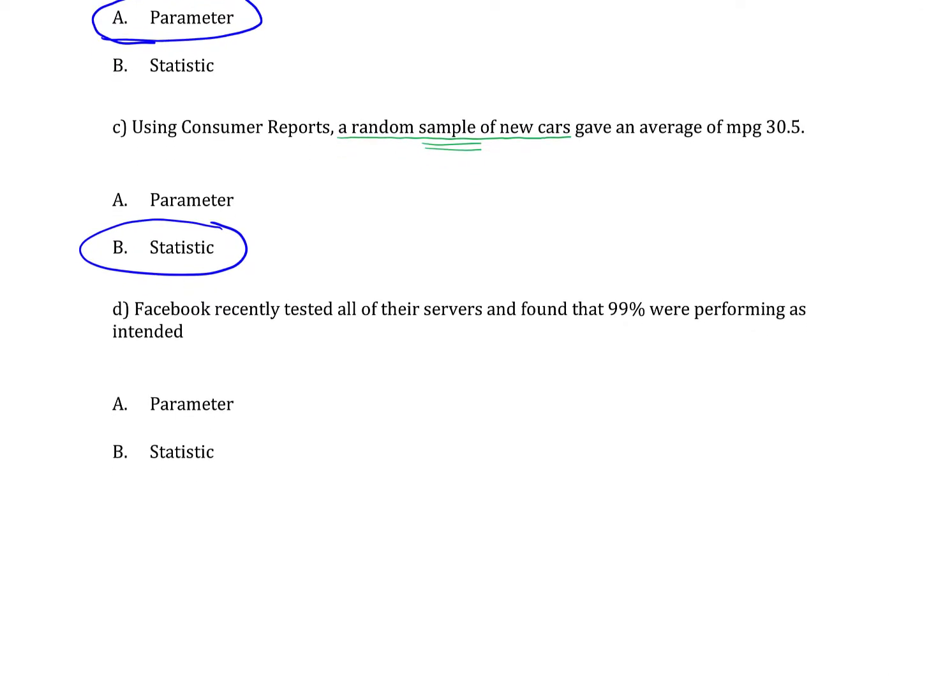Facebook recently tested all of their servers and found that 99% were performing as intended. Is this a parameter or a statistic? Well, in this case, they are testing all of their servers. So they're not leaving any of the servers out. They're not testing a small group to see what's happening with those. In general, they are testing all of their servers. So that is a population of items. And anytime you do a population study, the results of that study yield parameters.